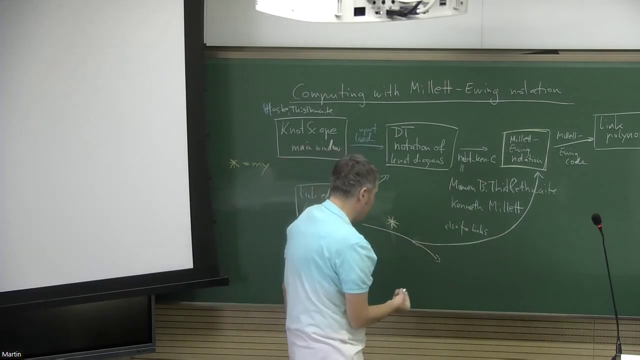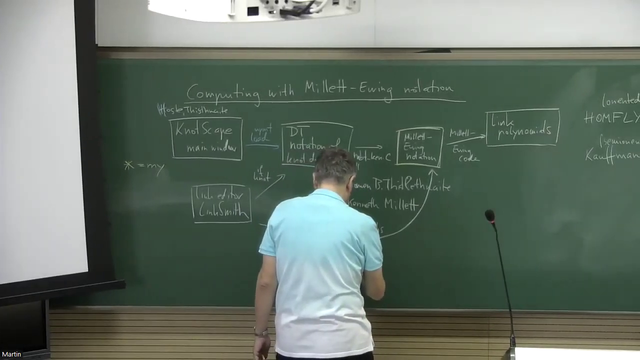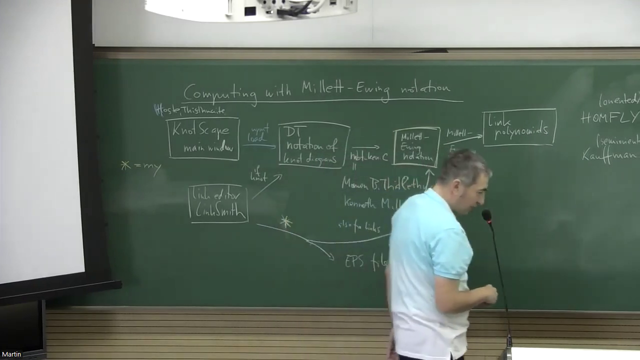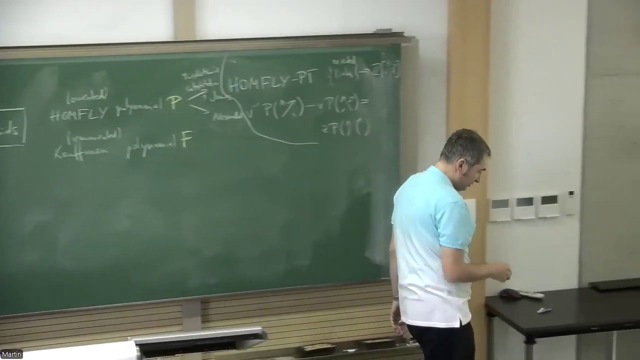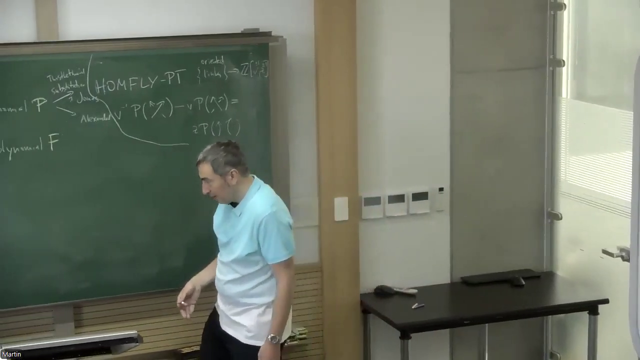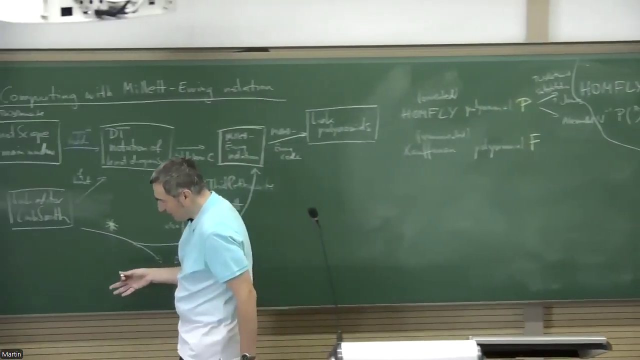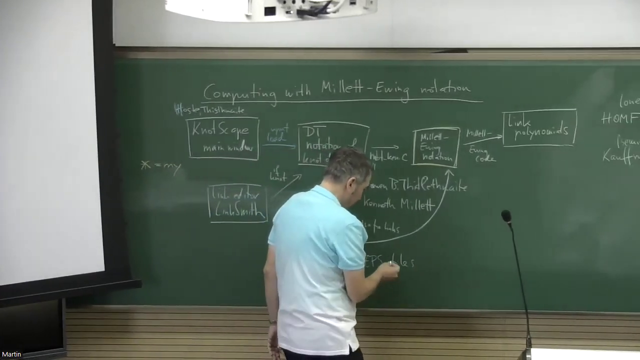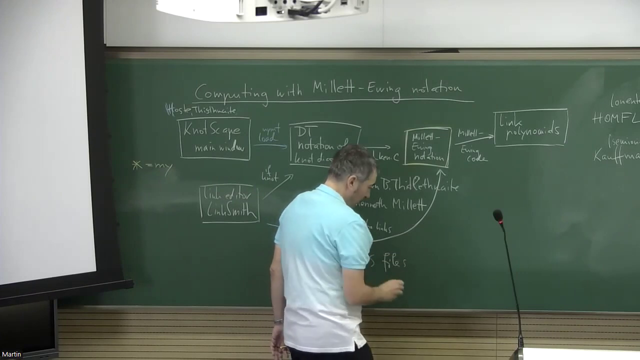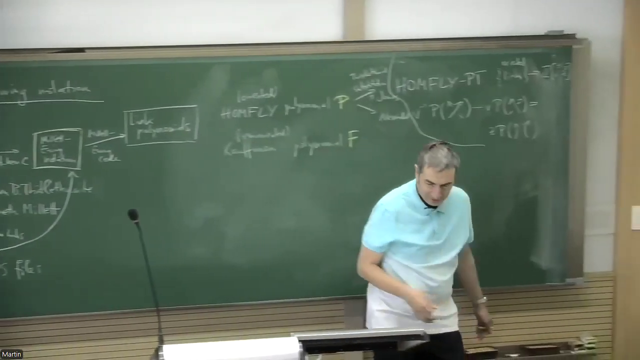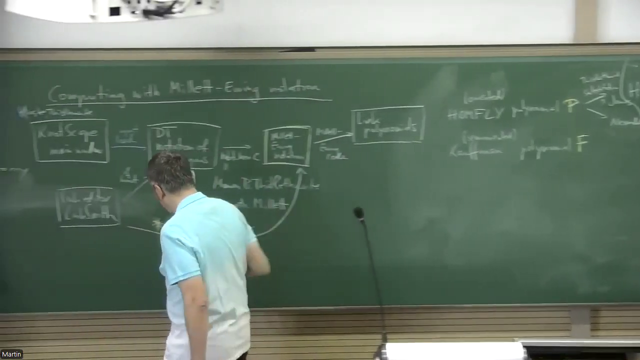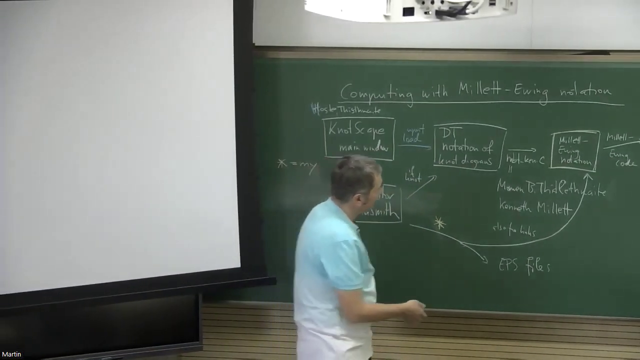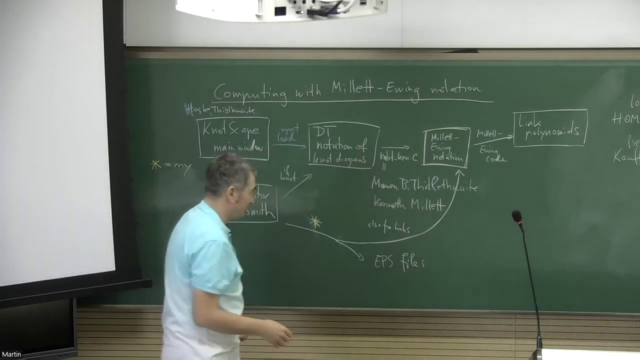This same code I can use to create EPS files, which I use then in my paper. Many of the pictures in my papers are generated with my own tool that uses Linksmith to generate EPS files, so that can be used for images. Then you need to adjust a little bit. But anyway, we can return to the Millett-Ewing notation.